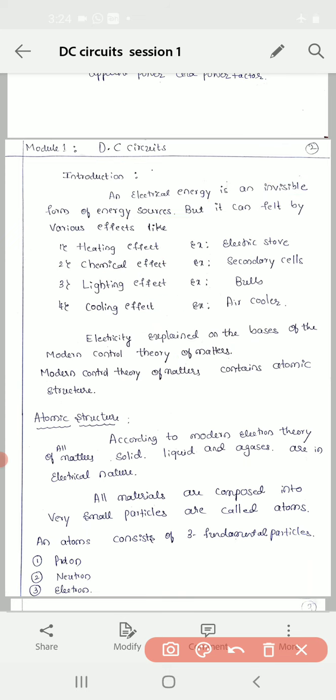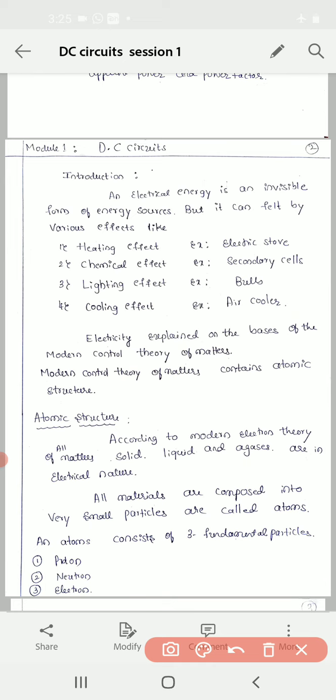Then electricity is explained on the basis of the modern theory of matter. Modern theory of matter contains atomic structure. Now learn what we mean by atomic structure. Atomic structure means, according to the modern theory of matter, all matter exists in solid state, liquid state and gaseous state.